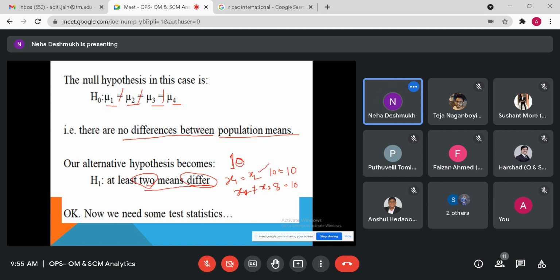This is the theoretical form, the mathematical form. So if you want to show there is some difference, there must be at least two means. Yes or no? Yes, ma'am. Either mu1 is not equal to mu2 or mu1 is not equal to mu3. There must be two means which do not have the same value.